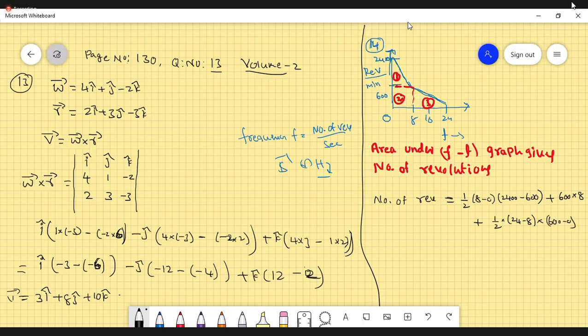Calculate this. 2400 minus 600 is 1800. 1800 by 2 is 900. 900 into 8 is 7,200. Yes.